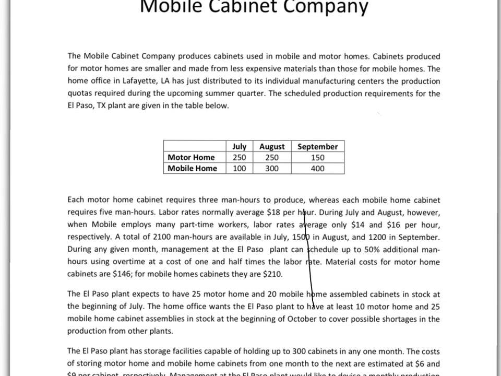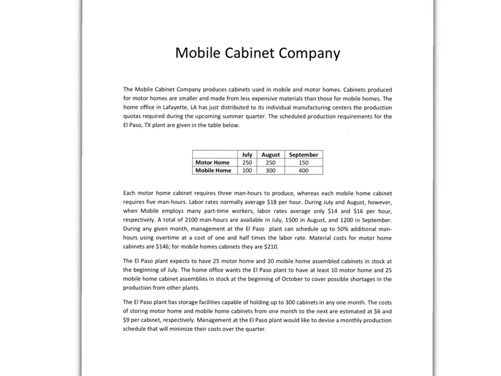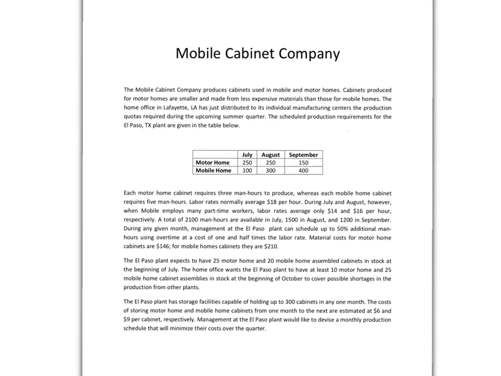And then we also have how much we have starting. So we start with the stock of 25 motorhome cabinets and 20 mobile homes. And then we will also look at how much needs to be left over at the end. And then if we bring this down a little bit, we see that they can store 300 each time, and there's the cost for storing.